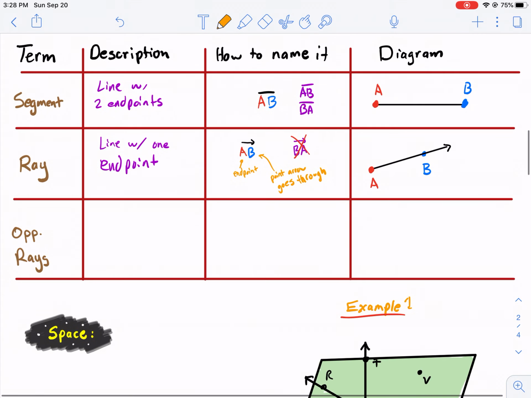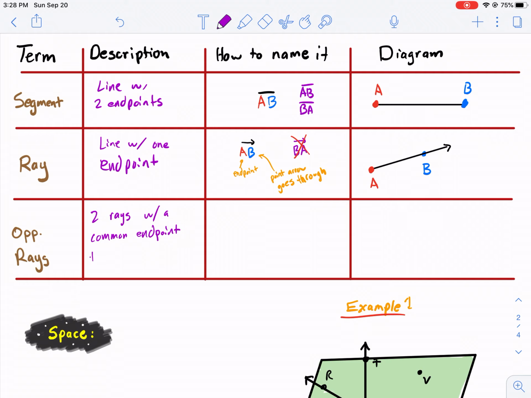Opposite rays. Well, now we're talking about two rays. Two rays with a common endpoint that form a line. So kind of like a very specific case here, but still important because it's kind of the foundation of some other pieces.